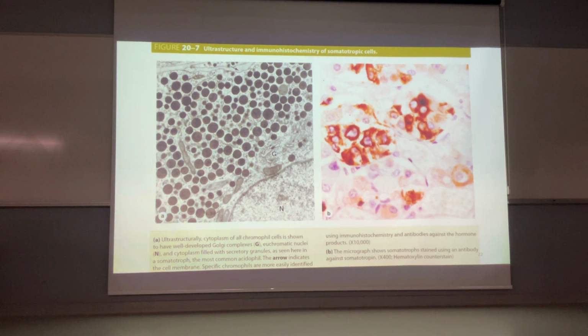With immunohistochemistry, we can stain the granules on the inner side of the cytoplasm with a special dye. Here you can see special immunoglobulin used to stain these cytoplasmic granules, and also under the electron microscope you can see a high amount of granules on the inner side of the cytoplasm. This is an example of the somatotrophic cells, a type of acidophilic cells which produce the growth hormone.